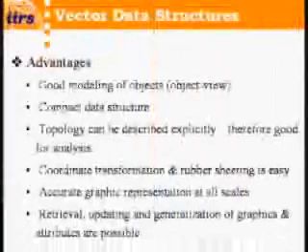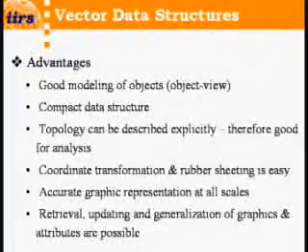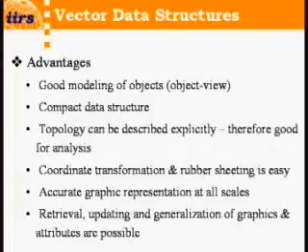So what are the advantages of a vector data structure? Good modeling of objects. It has a compact data structure. Topology can be described explicitly, therefore good for analysis. Coordinate transformation and rubber sheeting is easy. And then accurate graphic representation at all scales, and retrieval, update, and generalization of graphics and attributes are possible. So it has a lot of advantages compared to a raster model.